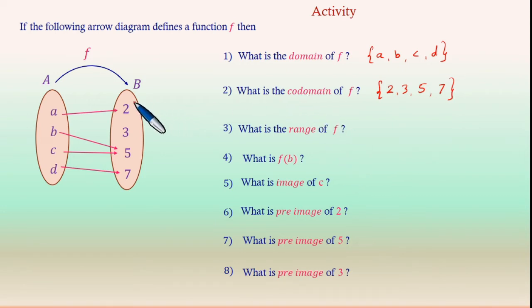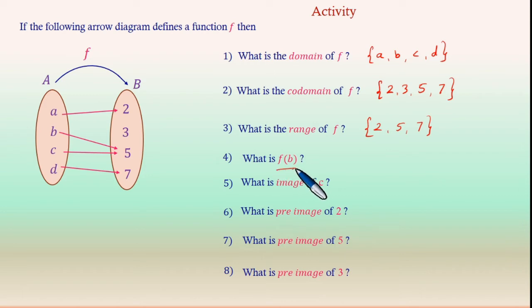Now range. Range is the output values. Output is only 2, 5 and 7. These are the output values. Okay, so 2, 5 and 7 is the range. These are the 3 elements of the range.